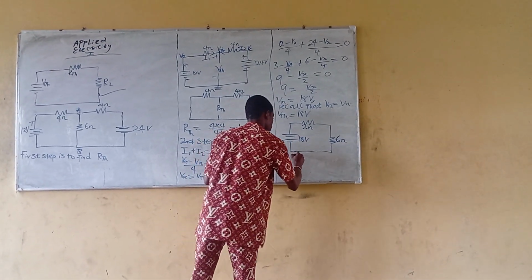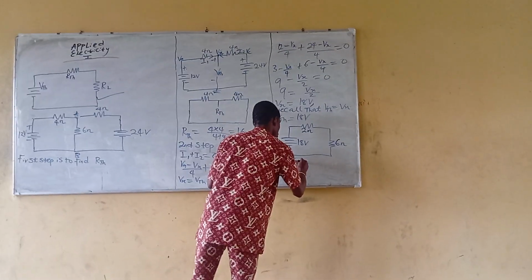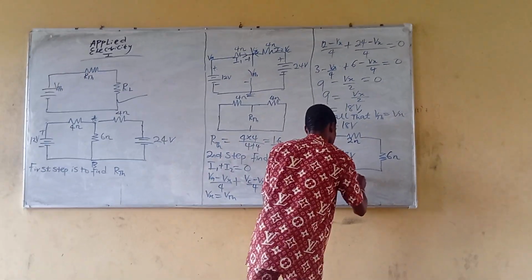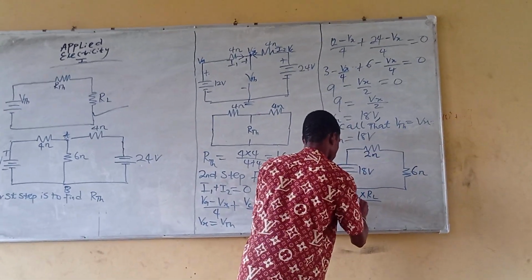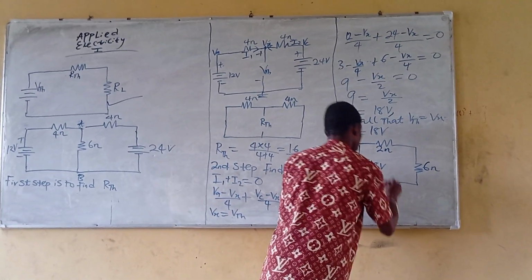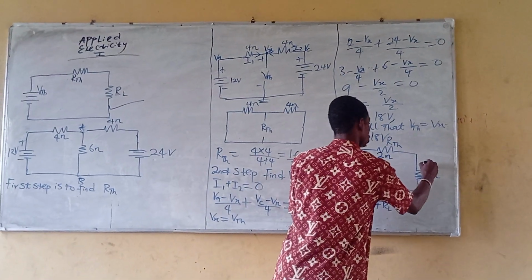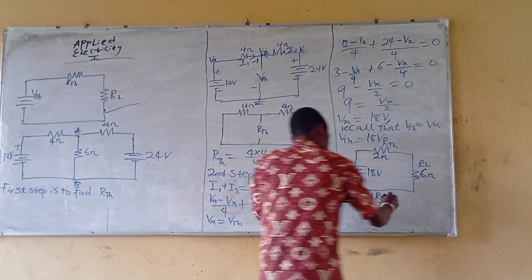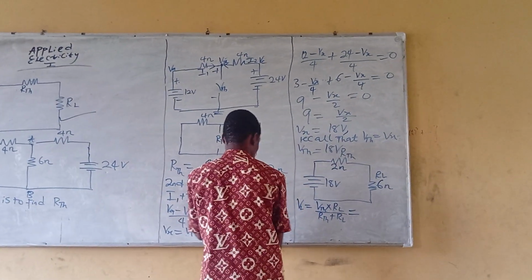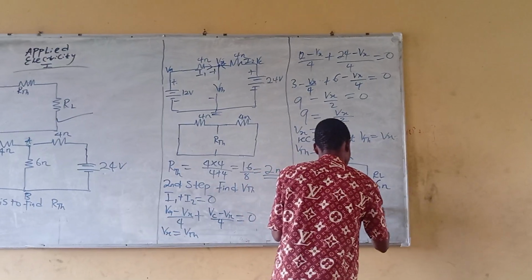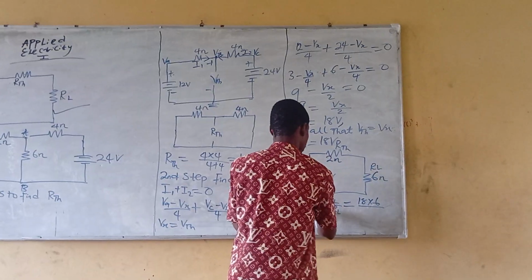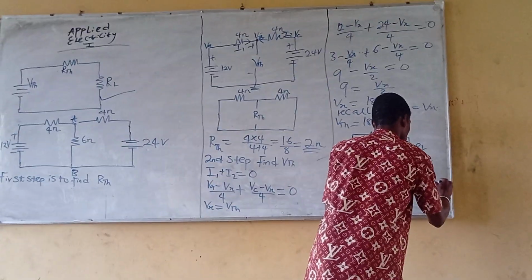Okay, let me write down the formula first. V total, or VTH, times the load resistance divided by RTH, Thevenin's resistance, plus the load resistance. So this is your RTH, and this is your RL. Okay, so finding the voltage across the load, you are going to get 18 times 6 divided by 6 plus 2. That's the RTH plus RL. That's 8.